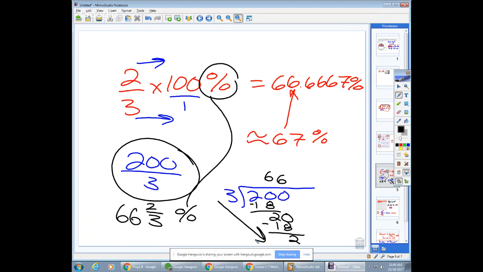Which is sad. How do you turn 1% into a fraction? What's that? How do you turn 1% into a fraction? So here I just changed the fraction into a percent.